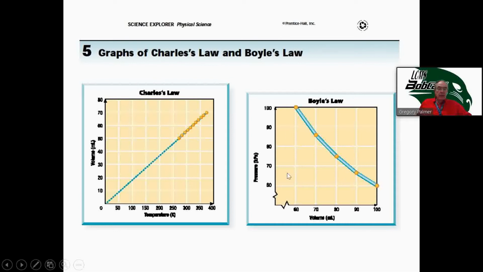So as the pressure goes up, the volume is going down. And so we say this is inversely proportional. So we start off with, if we look and we have a pressure of 60, the volume is big. And when the pressure is 70, the volume is smaller. When the pressure is 80, the volume is still smaller. When the pressure is 90, the volume is still smaller. Finally, when the pressure is 100, okay, the volume is smaller.